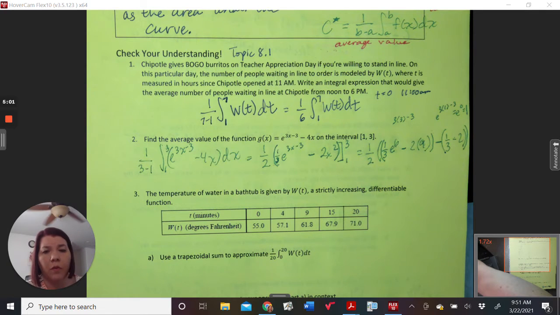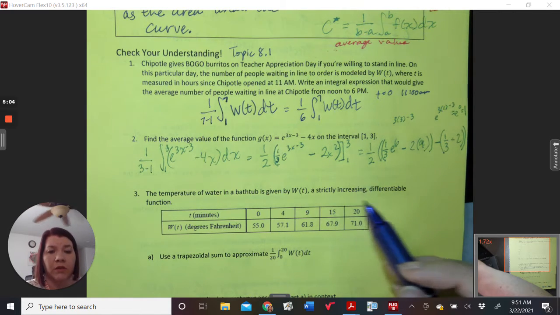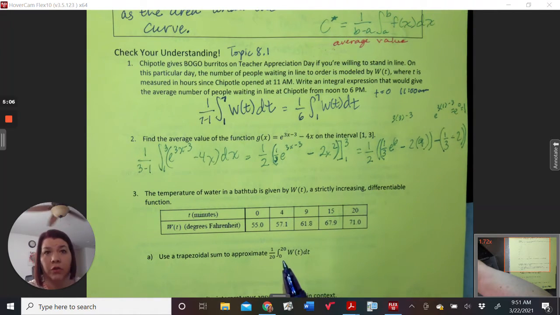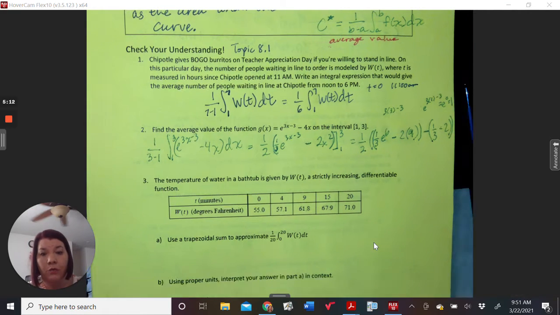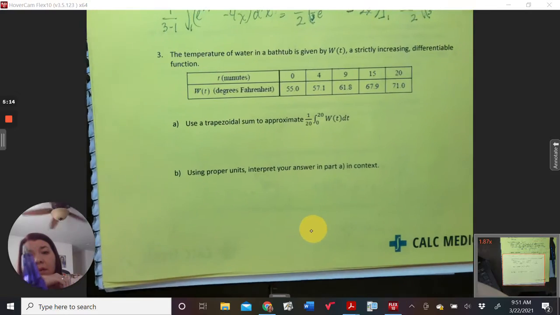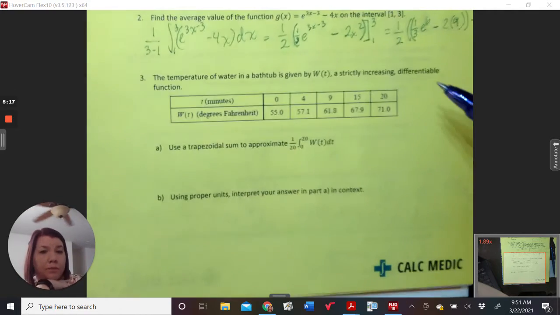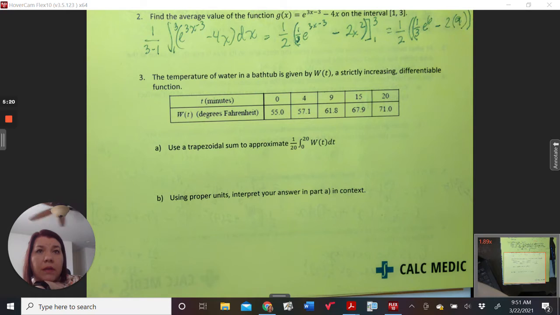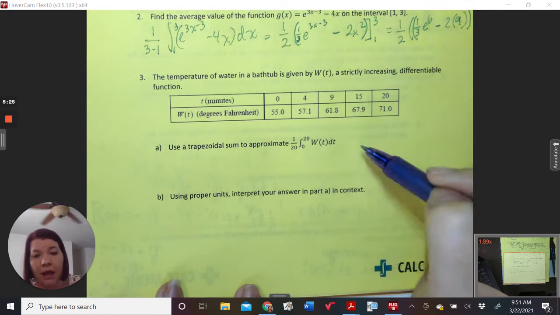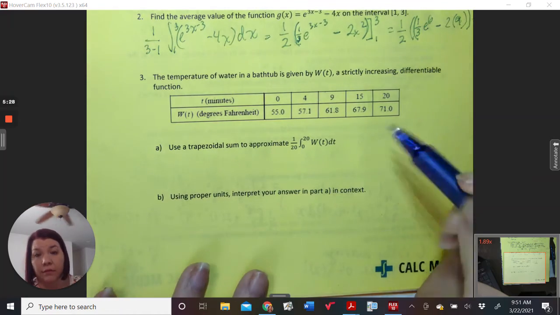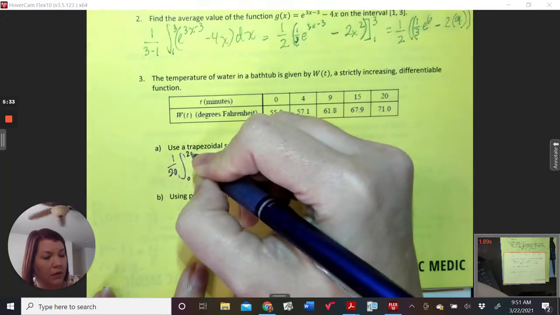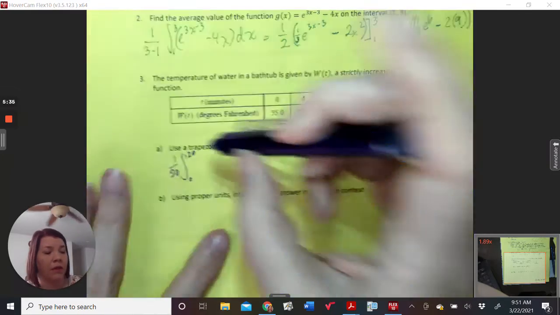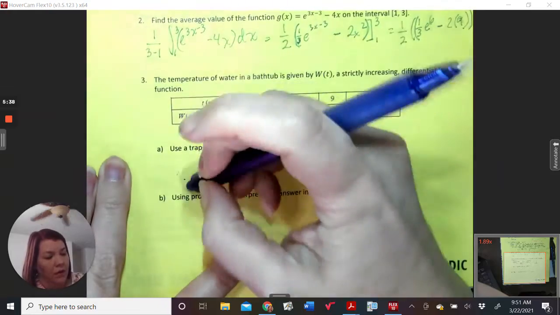The temperature of water in a bathtub is given by W of T, a strictly increasing differentiable function. So since it's differentiable, it is continuous, which means I can do these things. It says to use a trapezoidal sum to approximate the average value of the function. Okay, so 1 over 20 from 0 to 20 of W of T dt. Now I don't need to write that down. I need to write down the trapezoidal sum.